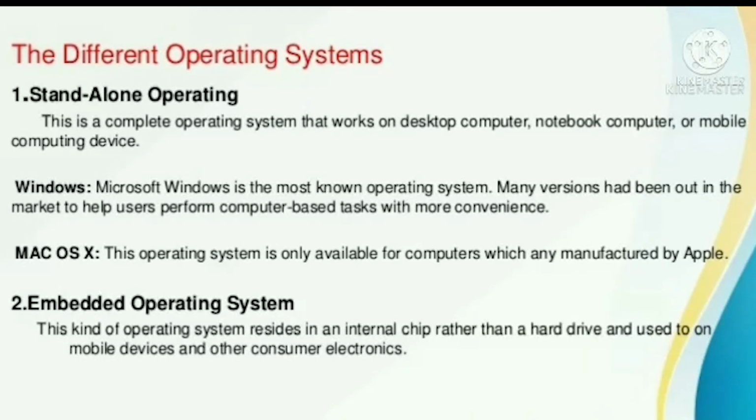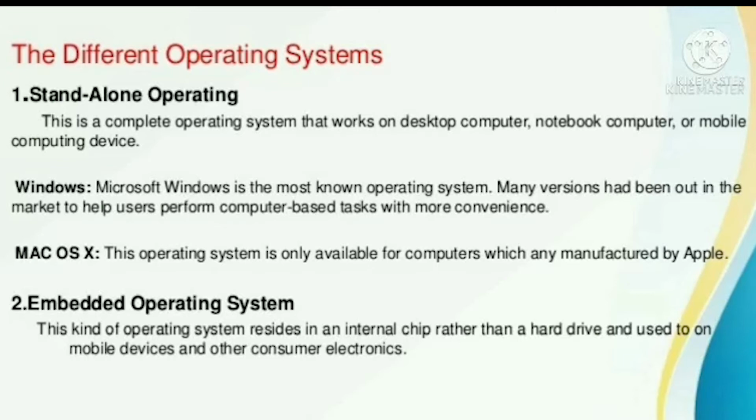Number 1 is standalone operating system. This is a complete operating system that works on desktop computers, notebook computers, or mobile computing devices. The examples are Windows, where Microsoft Windows is the most known operating system, and the Mac OS X. This operating system is only available for computers manufactured by Apple.